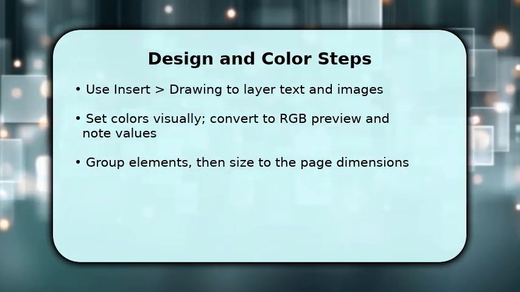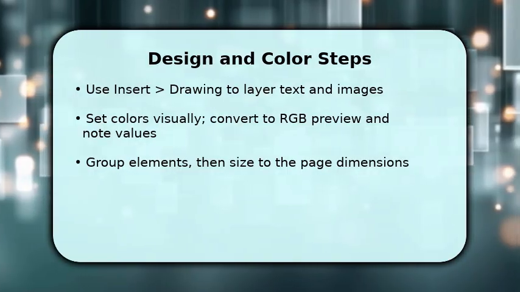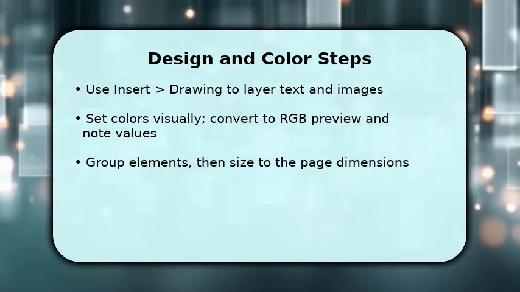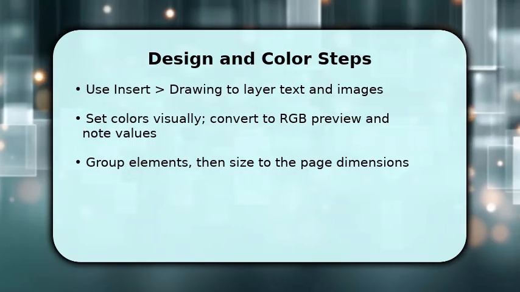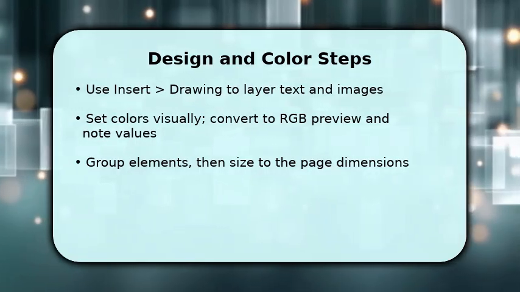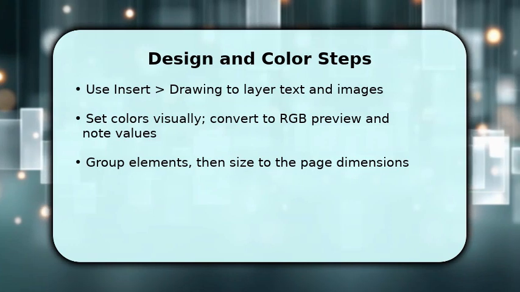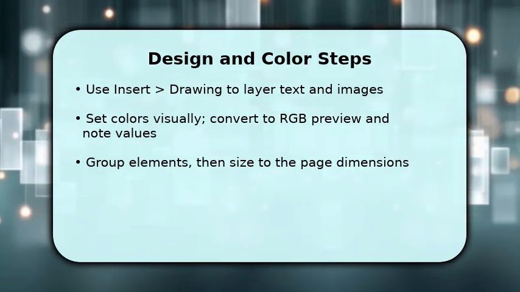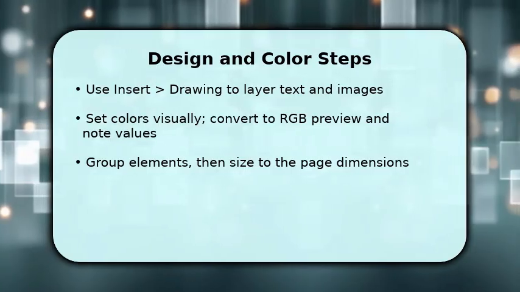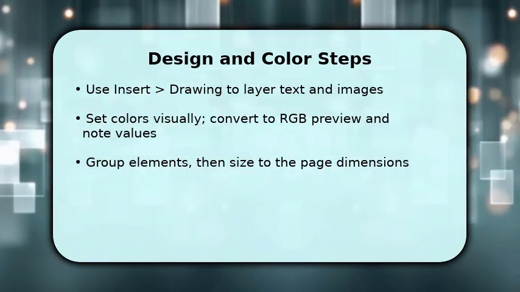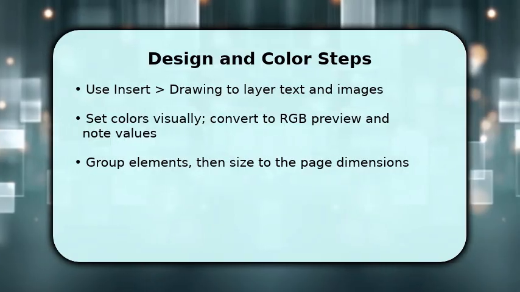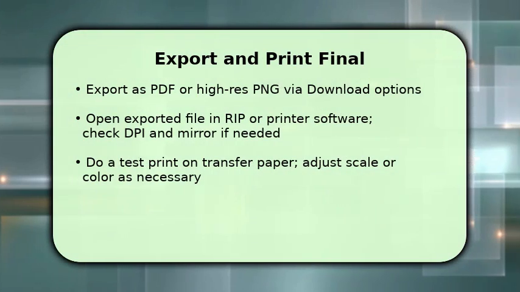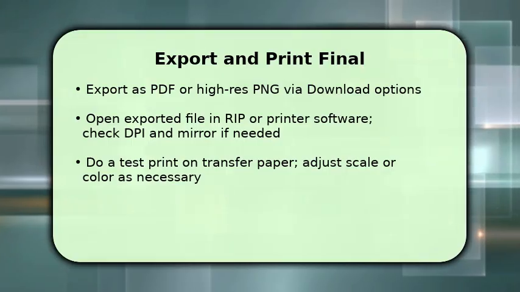Because Docs doesn't export color profiles, pick vivid RGB colors and note hex or RGB values for consistency. Once grouped, double-check text fonts and stroke weights so fine details remain legible after transfer. Make sure to flip horizontally if your transfer requires a mirrored print before export. Finish by exporting your document as a PDF or high-resolution PNG using File, Download.